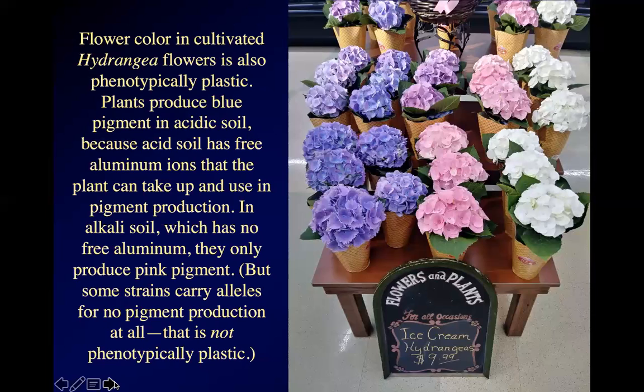Incidentally, the plants that are white over there, that's not phenotypic plasticity because those plants have mutant alleles that don't make any pigment at all. So white hydrangeas are not an example of phenotypic plasticity. Their phenotype is pretty much fixed because they'll never make any pigment no matter what kind of soil you put them in. So for a lot of species, you can have this mixture of traits being phenotypic plasticity in some situations and not plastic in others.